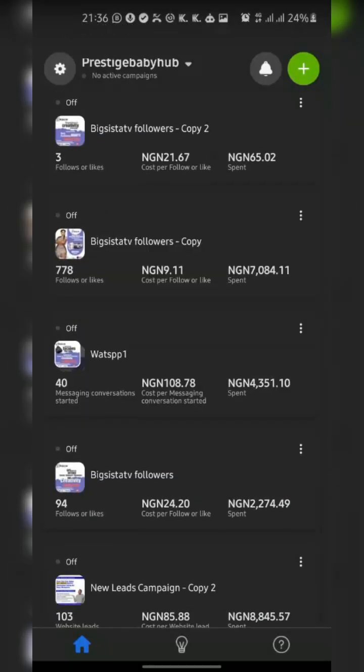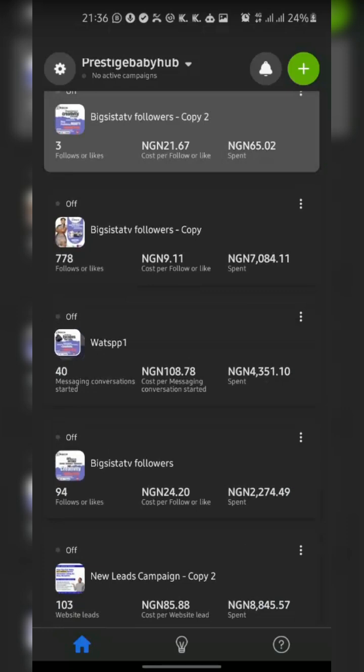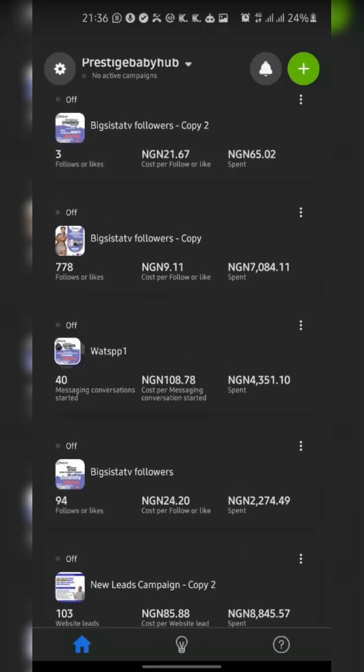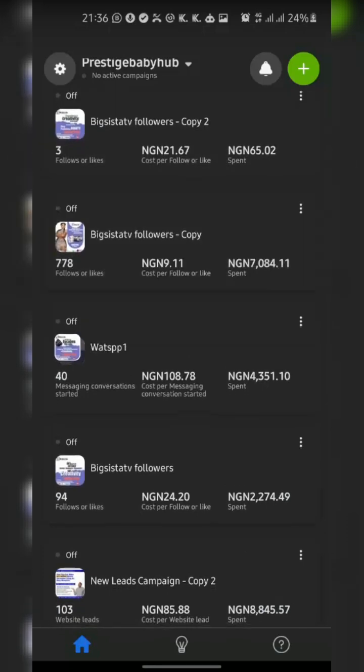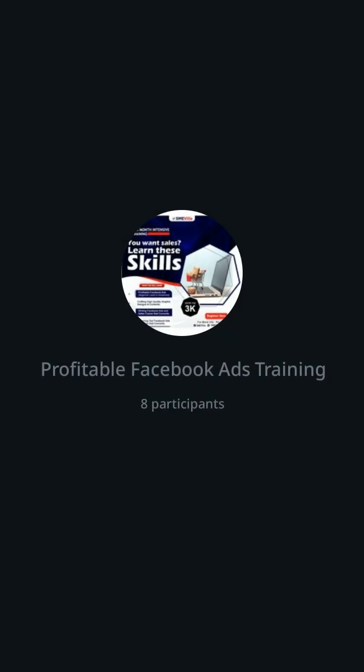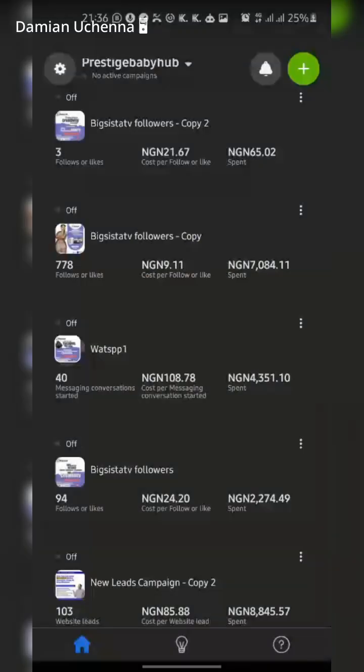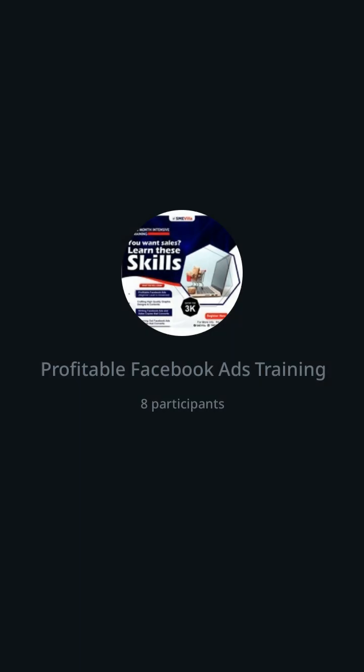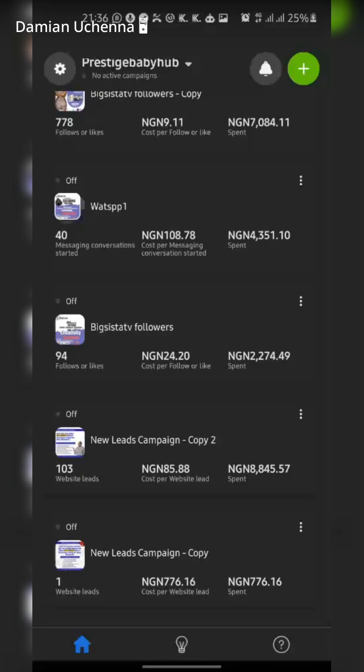Now, if you look at this one here, the followers ad, this one was giving 21 naira per follower. This one was giving us 9 naira per follower, and we went ahead to get 778 followers. This was in 1 week, although less than a week actually. It is the same page, but different creatives. Do you see? Different creatives. So these are the things that creatives play.